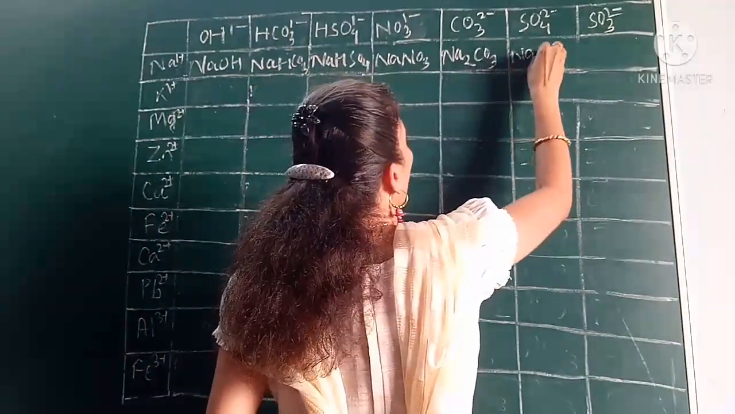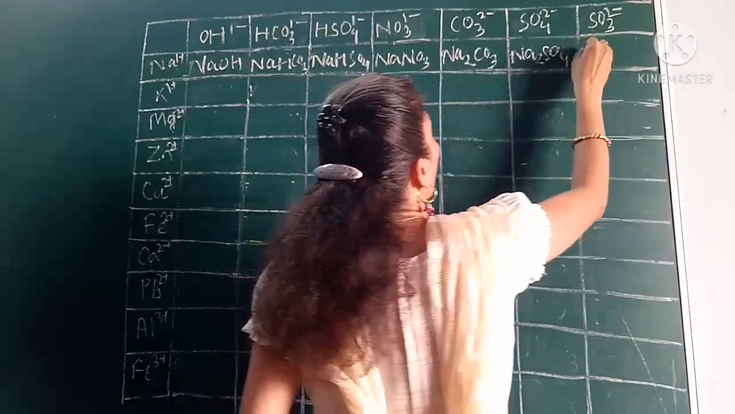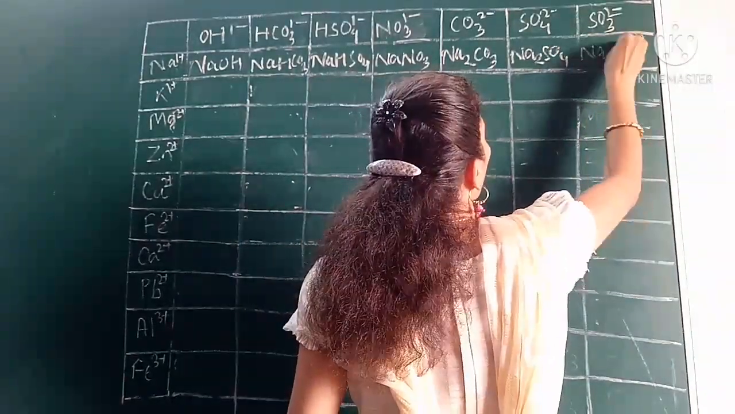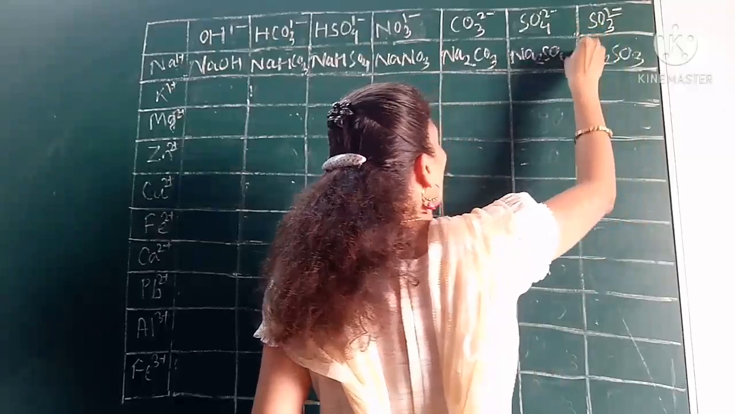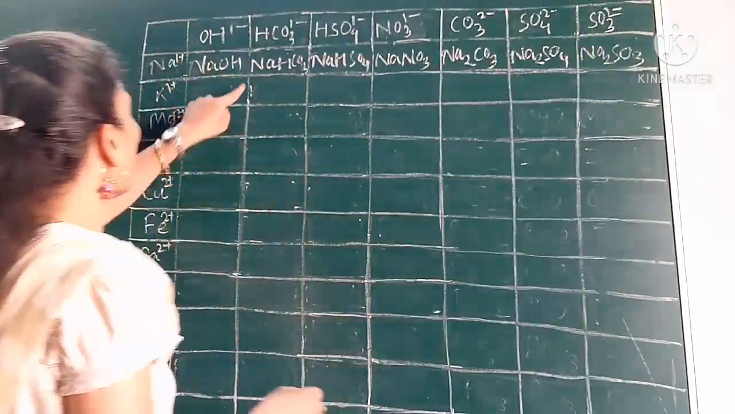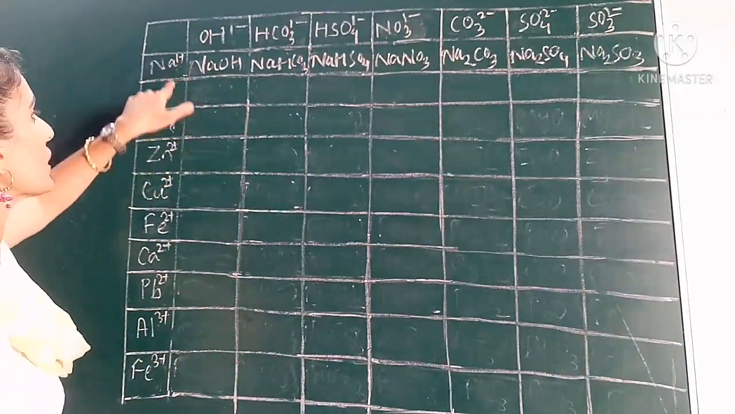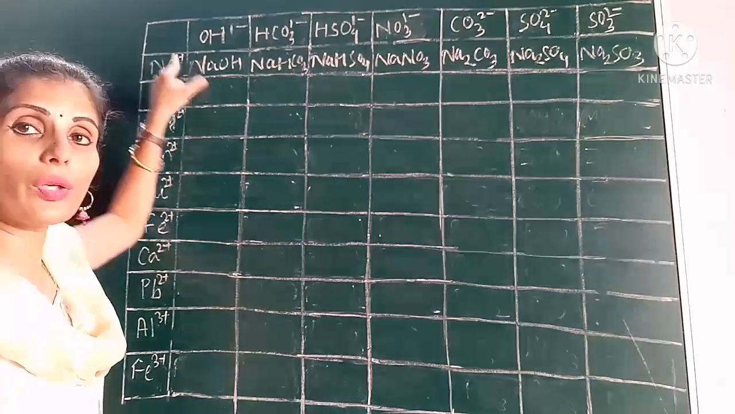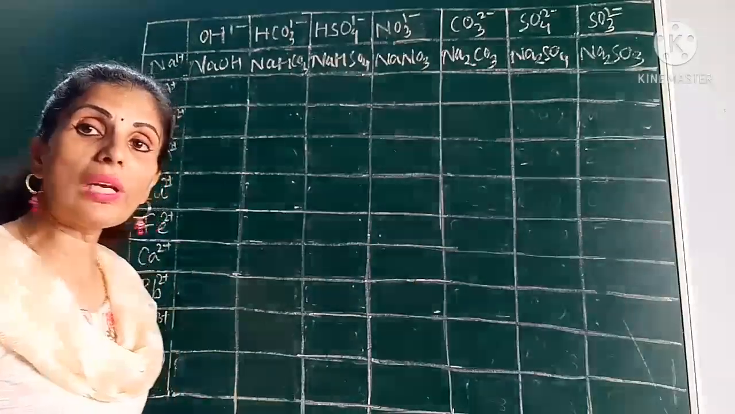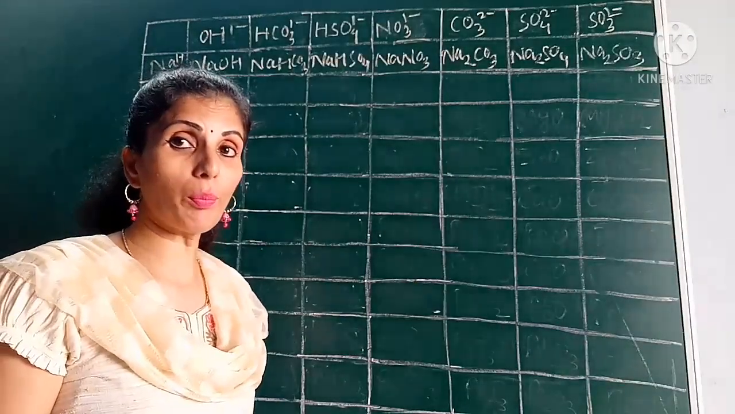So it will turn as Na2CO3. Then it will turn Na2SO4. Then it will turn Na2SO3. Now K. As K has the same valency as Na, you can put the same format. Only instead of Na, you put K.